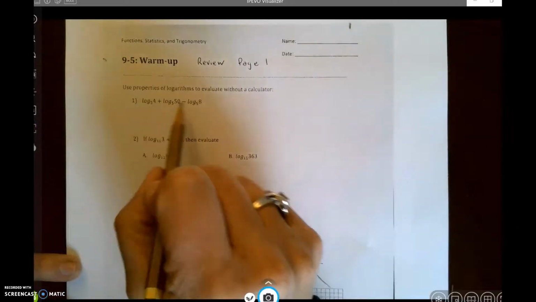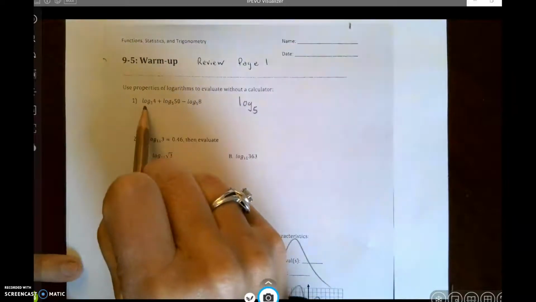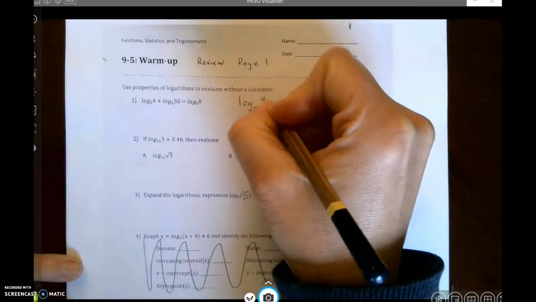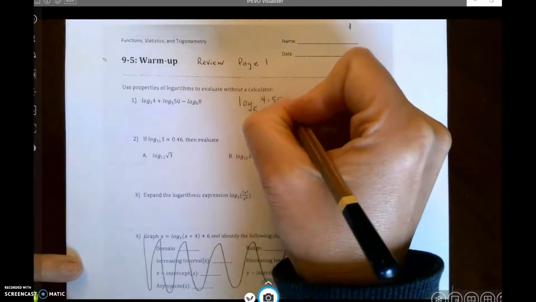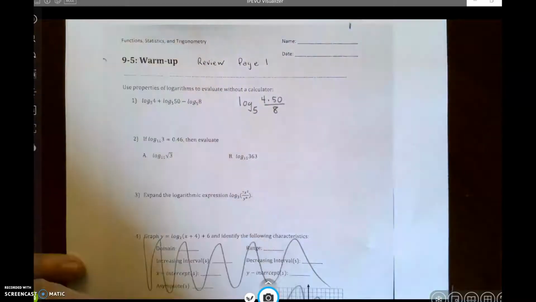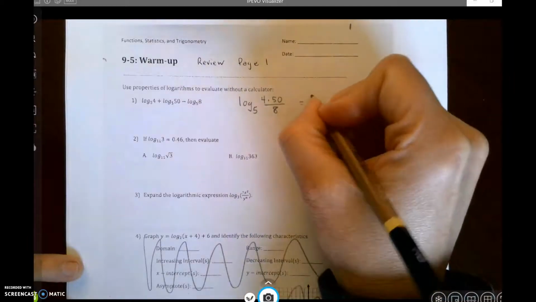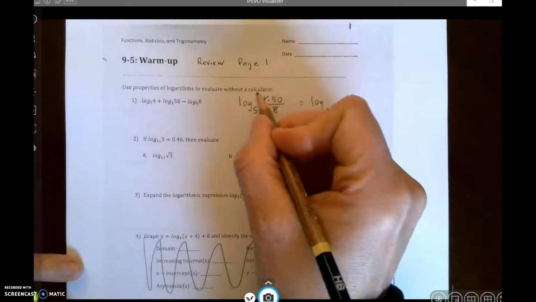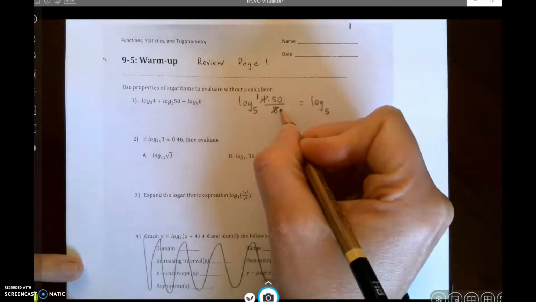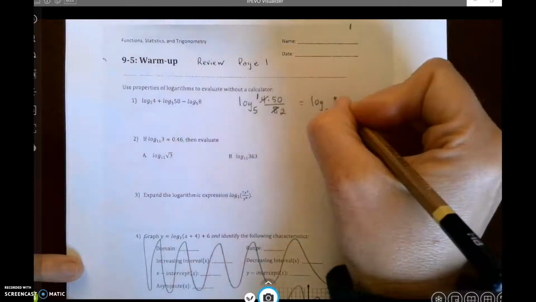So I see that these all have the same base, so I know it's all going to be log base 5. Because this is expanded, I'm going to condense it, and it'll be 4 times 50 divided by 8 because of that minus sign. Well, since I don't have a calculator, let's do some simplifying. This would be log base 5. This becomes 1, and that becomes 2, because 4/8 is 1/2, and then 50 divided by 2 is 25.